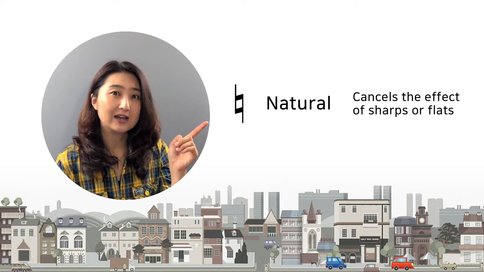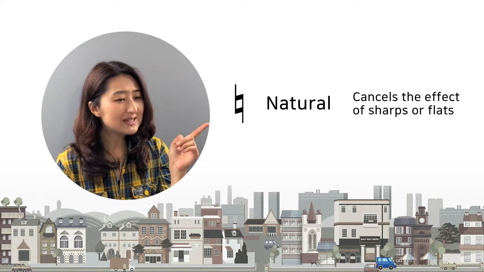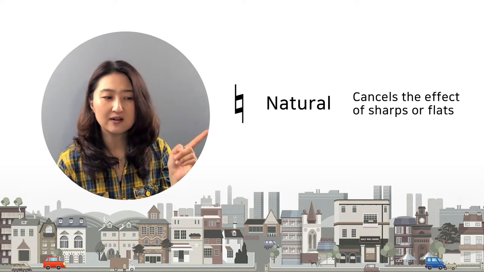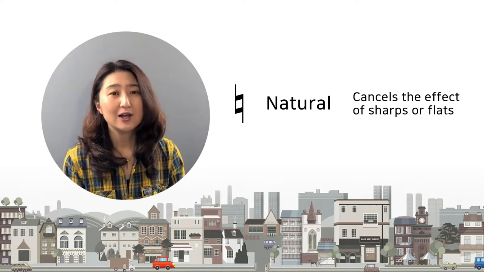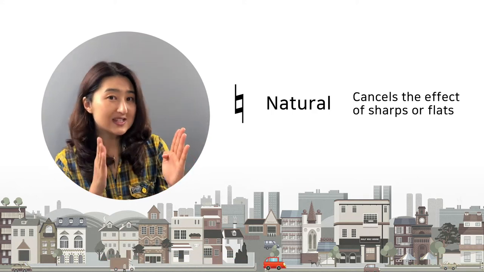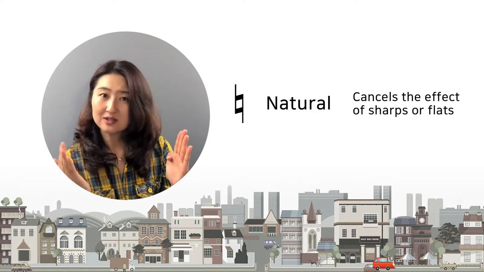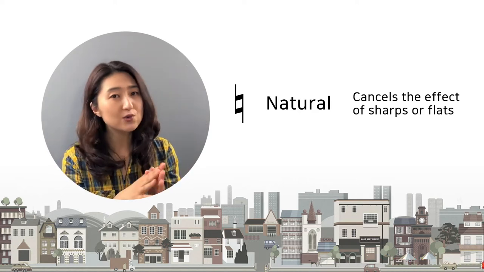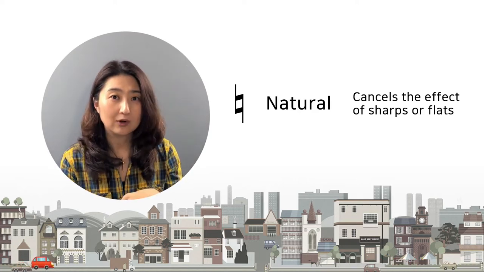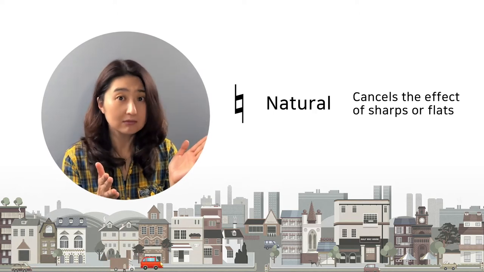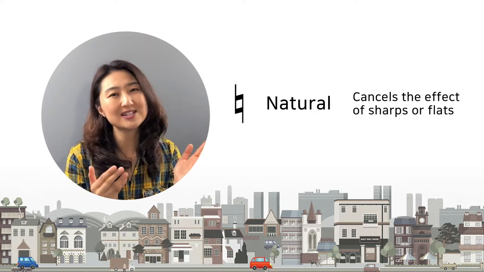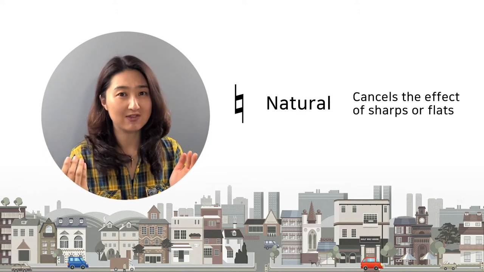Now, the last one. Natural. If you see this sign, it means cancel the effect of sharps and flats. So right after a sharp, if you see this natural, it means to cancel the sharp, so you will just play it with nothing written on it. Or a natural after a flat cancels the flat too. So it's kind of erasing everything.